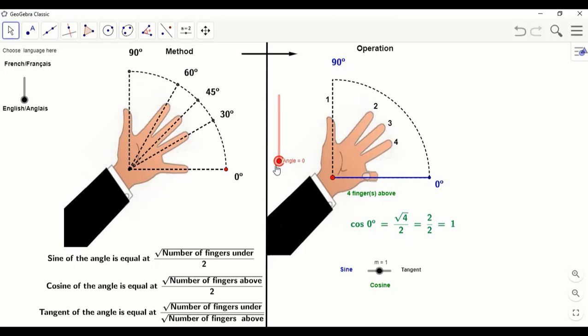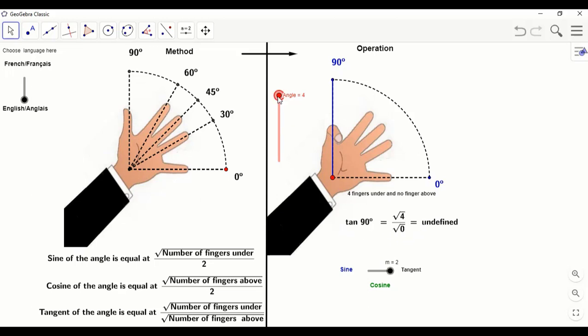If you want to get the one for tangent, you can move this small slider here to the right. You see, that is tan. Tangent is also easy. Just remember the formula: square root of number of fingers under divided by square root of number of fingers above. So how many fingers do we have under here? We have 4 fingers under and no fingers above. So square root of 4 divided by square root of 0, and that is undefined. Since the denominator is 0, tan 90 cannot have a result, so it's undefined in mathematics.